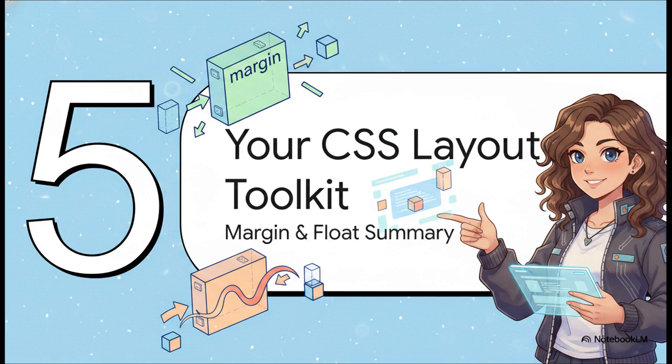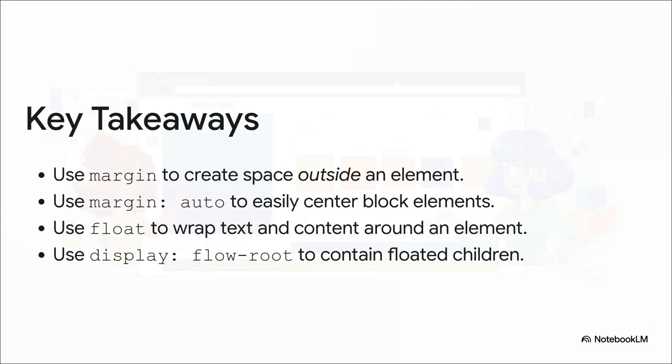Let's just do a quick summary of what we've added to our toolkit. Okay, quick recap. The key takeaways. Use margin when you need that personal space outside an element. Use the magic of margin auto to easily center your block level elements. Use float when you want that magazine-style text wrap. And if your floated item ever escapes its container, display flow root on the parent is your modern clean fix.